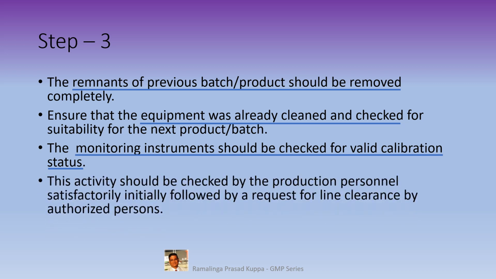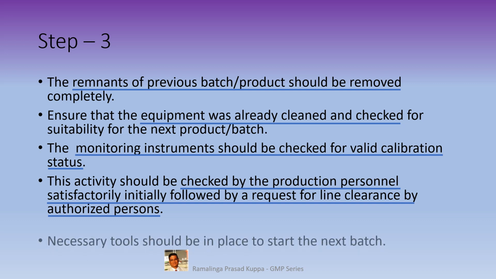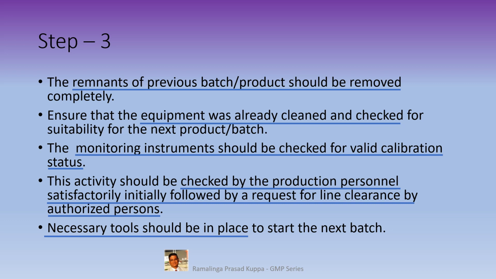This activity should be checked by production personnel satisfactorily initially, followed by a request for line clearance by authorized persons. Primary responsibility for the clearance is from production department. After satisfactory checking by the production personnel, QA should check again for compliance and give clearance for taking up the production of next batch.